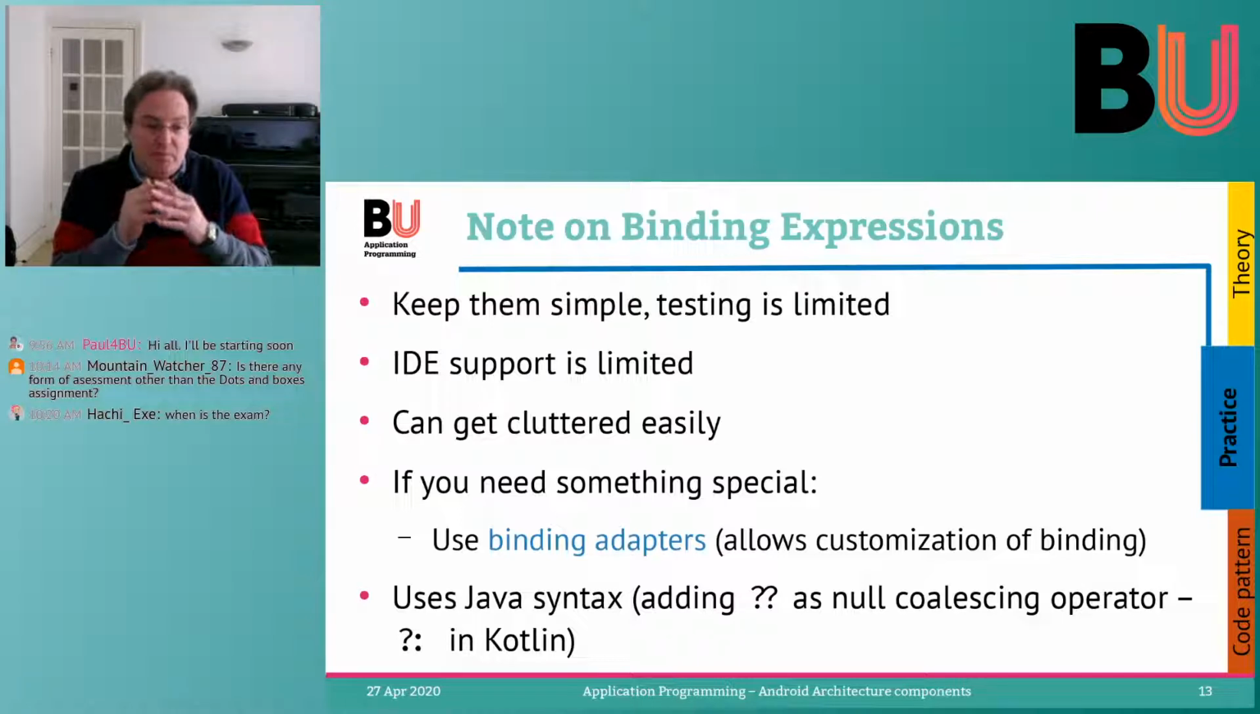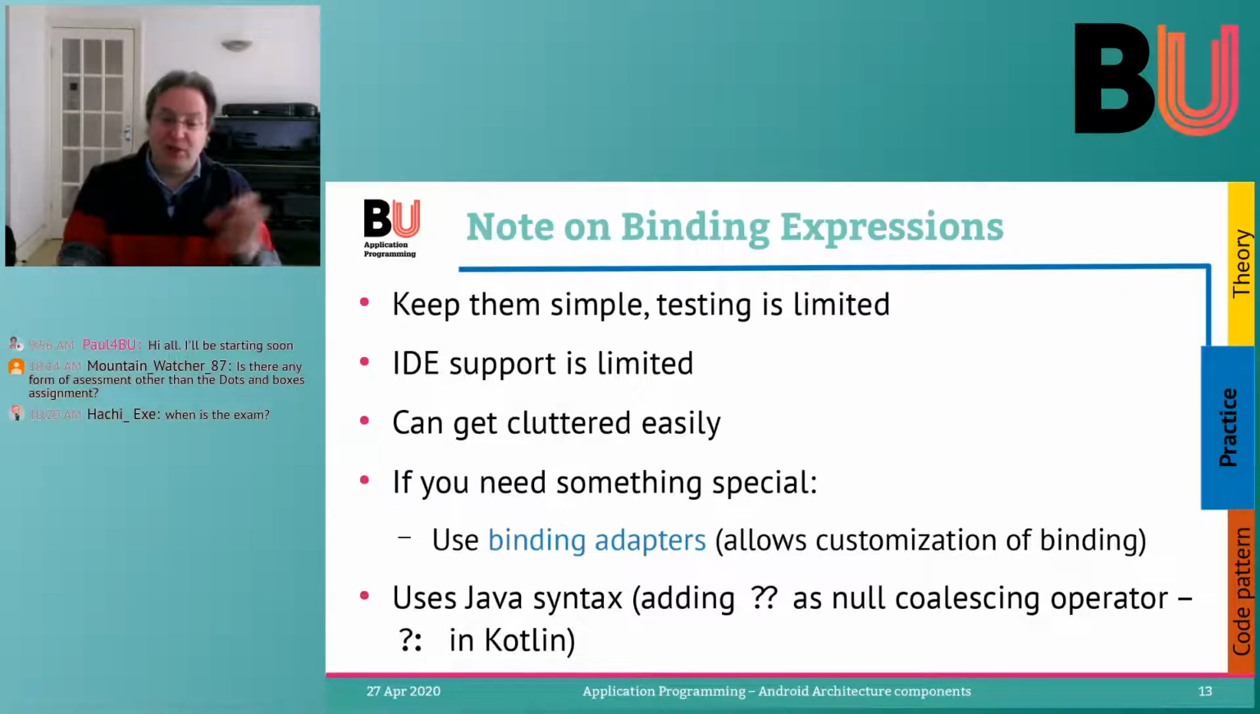There is IDE support for binding expressions, but it is still somewhat limited. In general, it can get cluttered. So if you need to do something special, one of the ways you can do that is something called binding adapters. A binding adapter basically allows you to also set complex properties on a view. So you can create basically a fake view property. That fake view property can then be assigned a complex variable, and in that binding adapter you can say, okay, this will actually set these particular coded properties on our view.